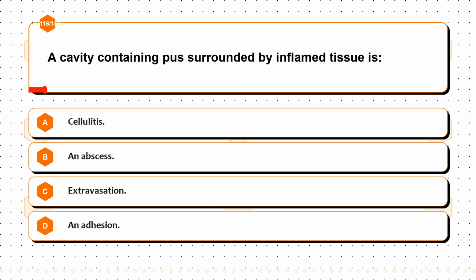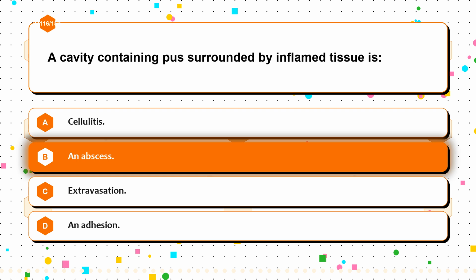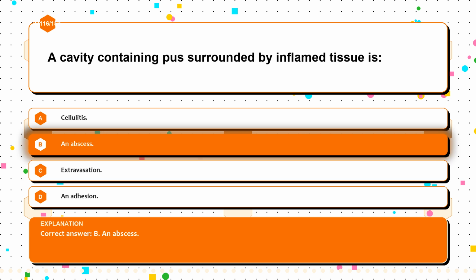Question 116. A cavity containing pus surrounded by inflamed tissue is. Here are the options. Option A, cellulitis. Option B, an abscess. Option C, extravasation. Option D, an adhesion. The correct answer is option B, an abscess. Correct answer, B, an abscess.